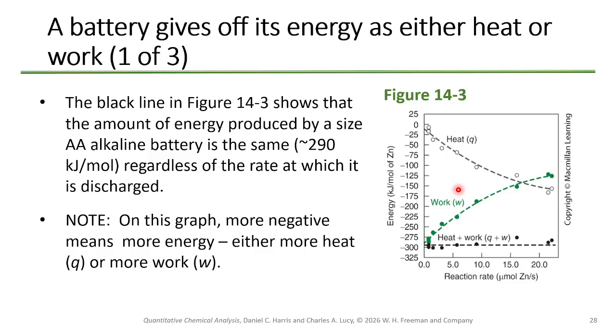Okay. So this right here shows the amount of energy produced by a size AA alkaline battery. And so you can see here, regardless of the rate at which it's discharged, you get the same sort of energy that's produced. The more negative means the energy, either heat or work.